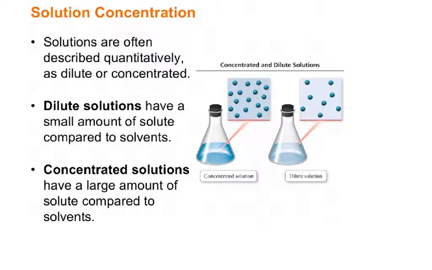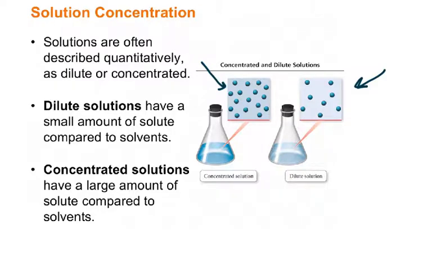A dilute solution would be a solution that has a very small amount of solute compared to solvent. You can see what it would look like in this second diagram over here, where the little blue dots represent the solute. Notice the small amount. A concentrated solution would be a solution that has a much larger amount of solute compared to solvent. As you can see in the second picture, there's a lot more solute there.